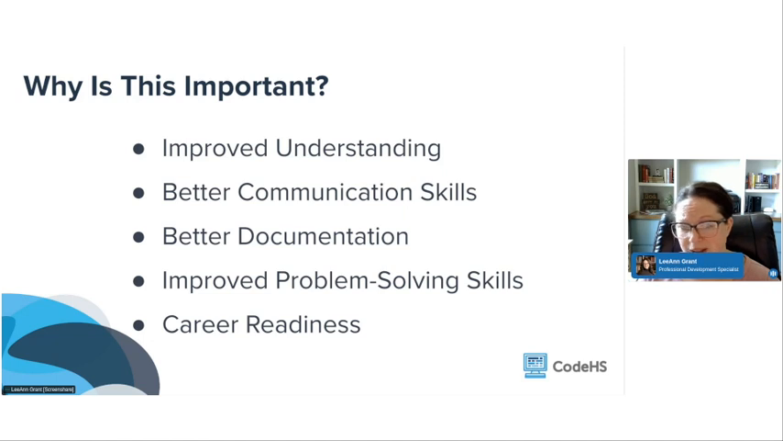So many computer science careers will require the ability to effectively communicate. And they're going to have to be able to explain technical information to very non-technical stakeholders. And so being able to explain code in words will help to prepare the students for any type of career that they may go into that is coding or programming related.